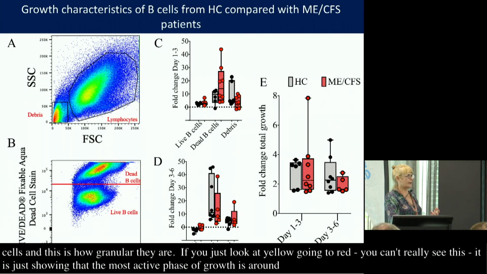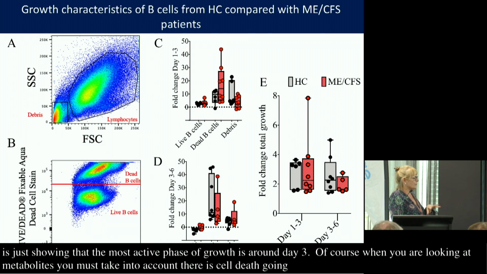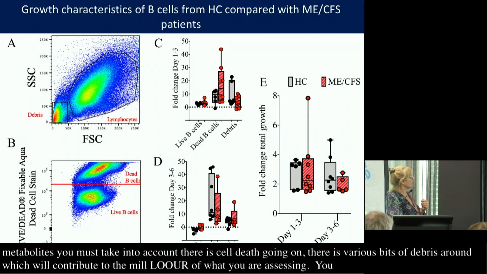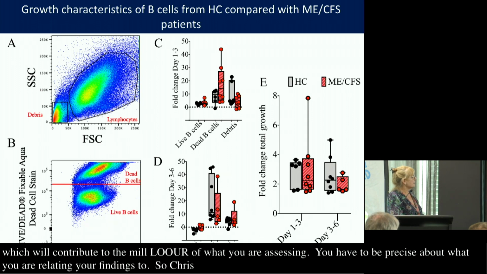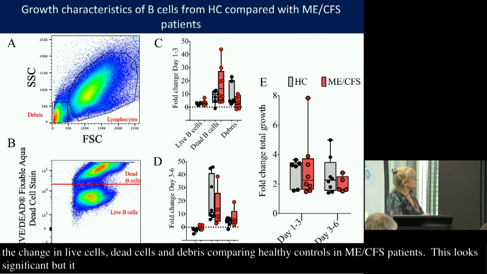But of course, when you're looking at metabolites, you must take into account the fact that there's cell death going on. There are bits of debris around that will all contribute to the milieu of what you're measuring. So you have to be very precise and careful about what you're relating your findings to. And so Chris and Fane have established an excellent system for looking at the fold change in live cells, dead cells and debris, comparing healthy controls with ME/CFS patients. This looks significant, but it isn't. But there is a trend towards, between days 1 and 3, more dead cells in the ME/CFS patients.